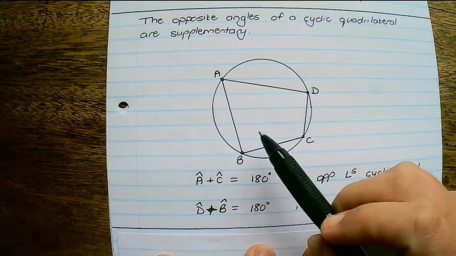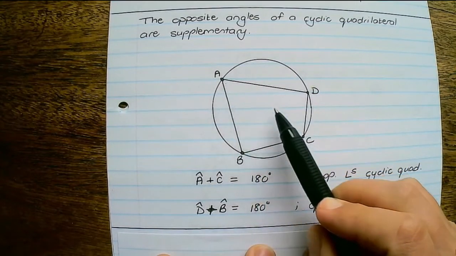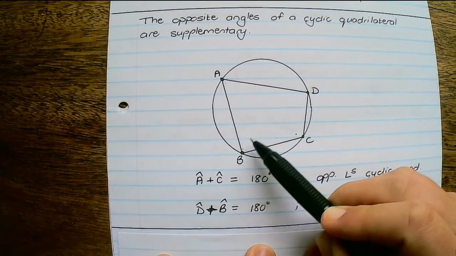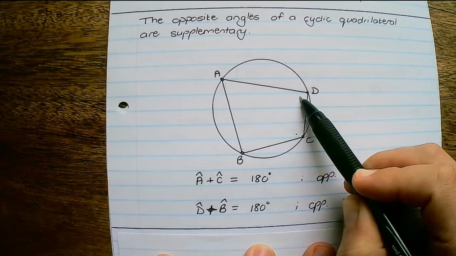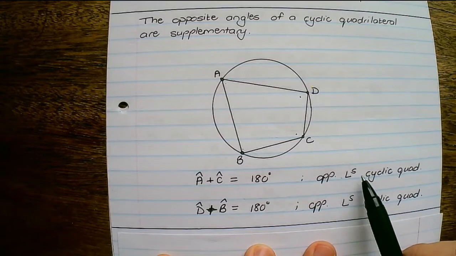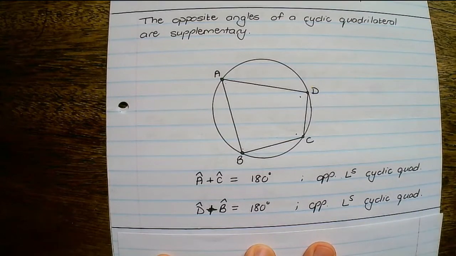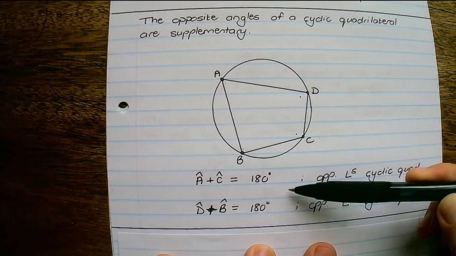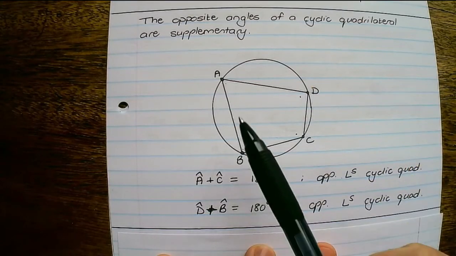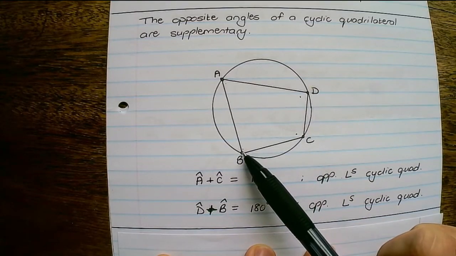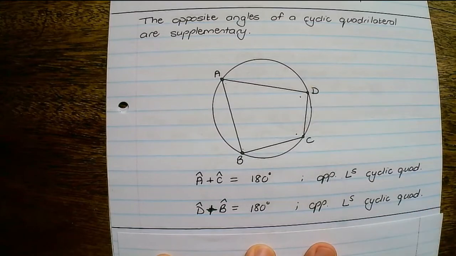And the property of the shape is that angle A plus angle C is equal to 180 degrees, and angle B plus angle D is equal to 180 degrees. And the statement we make is opposite angles of a cyclic quadrilateral. And remember, even though we are repeating the reason, our statement is not the same statement. In our first statement, we are using angle A and C, and in our second statement, we are using angle D and B.